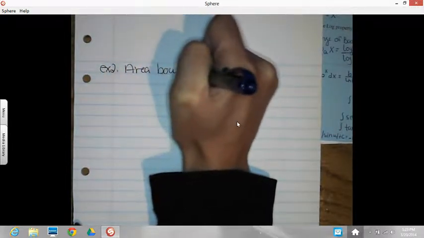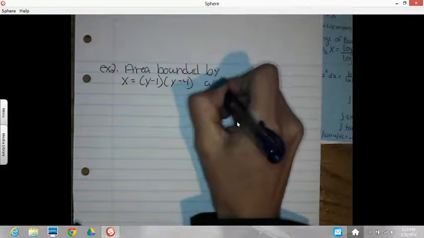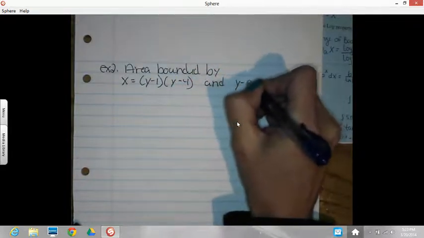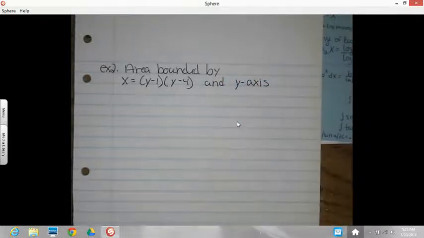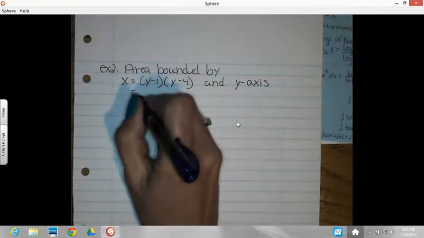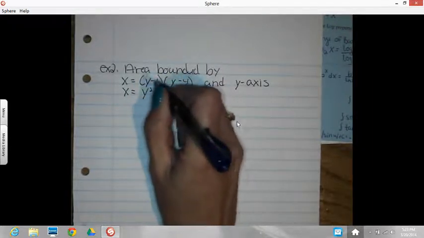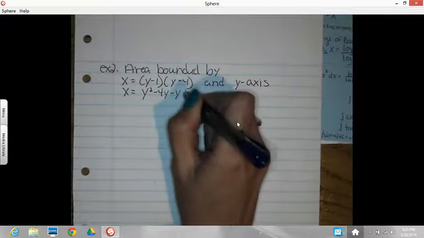Find the area bounded by x equals the quantity y minus 1 times the quantity y minus 4. And the other equation is the y-axis. Not really an equation, but the other line is the y-axis. Okay, I don't know what this is yet until I FOIL it. Well, I kind of do, but I'm going to FOIL: y squared minus 4y minus 1y plus 4. Y squared minus 5y plus 4.